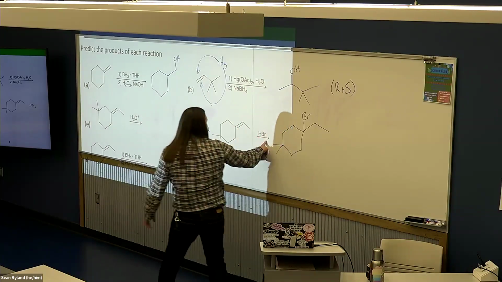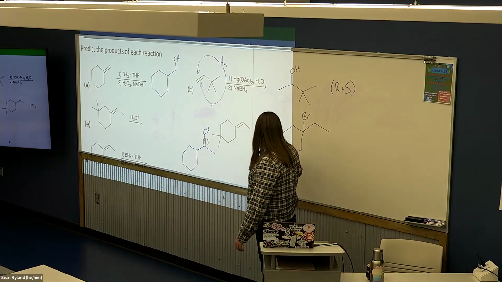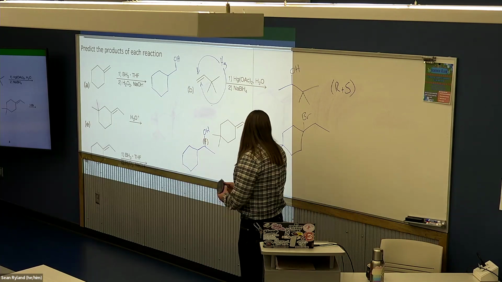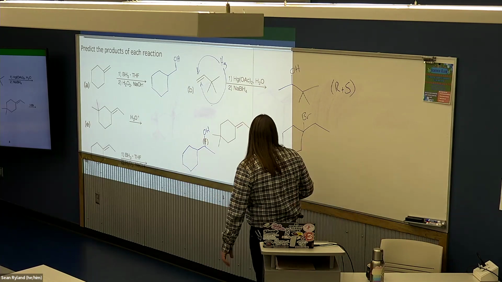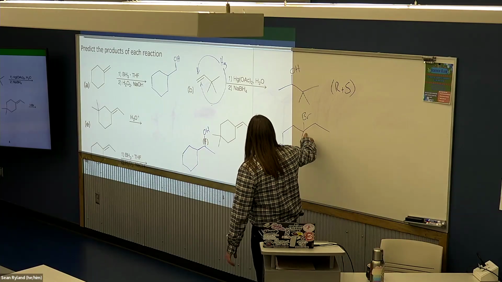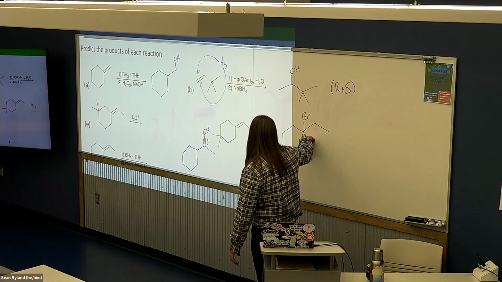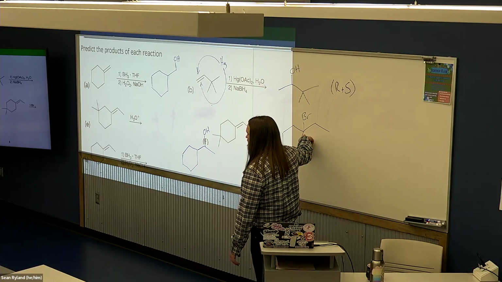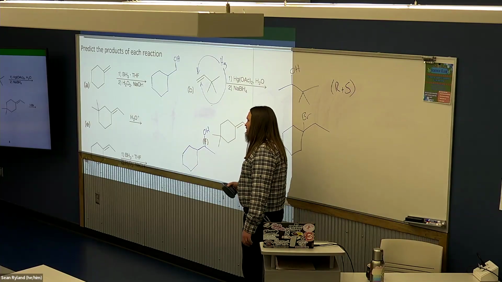All right, any stereo centers here? Directly across. Yeah. So this way and that way are going to give you the same thing. So no stereo centers. Did we have to worry about rearrangement? Was there any rearrangement that could actually happen? No, because our carbocation is already tertiary.